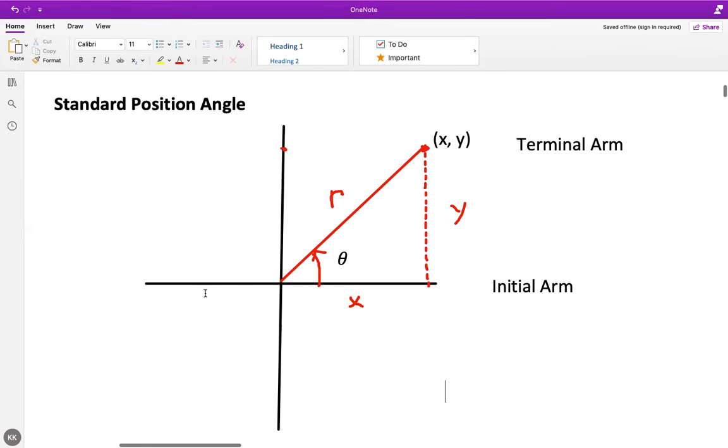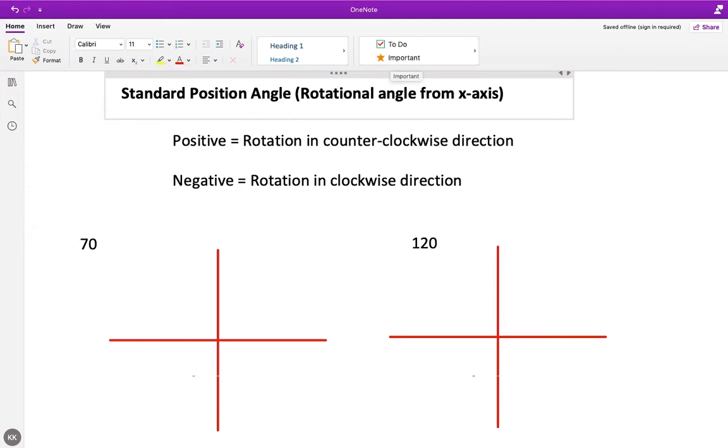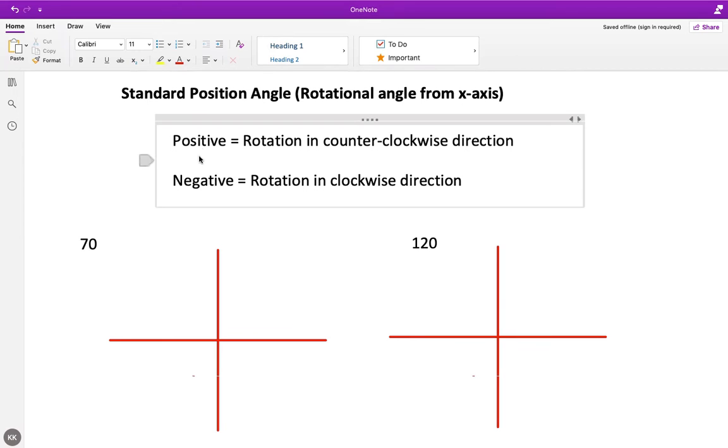This is the introduction of the standard position angle. Next, we want to practice drawing some standard position angles. Remember, for a standard position angle, we always rotate from the positive x-axis. Rotation in the counterclockwise direction gives a positive angle, and rotation in the clockwise direction gives a negative angle. Keep these details in mind.